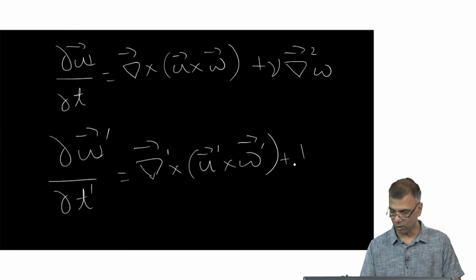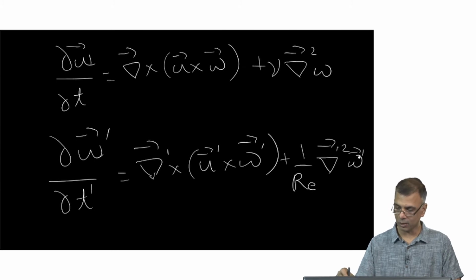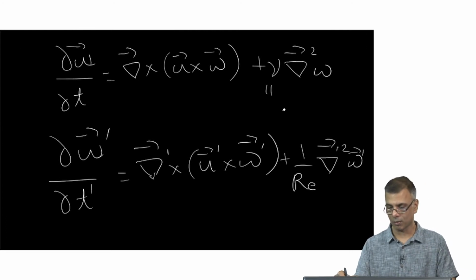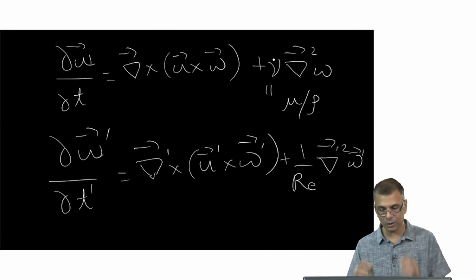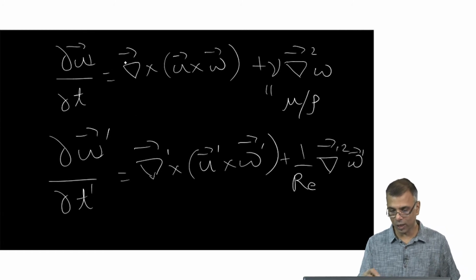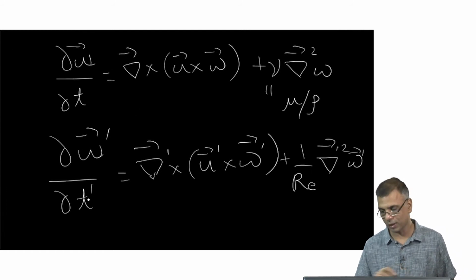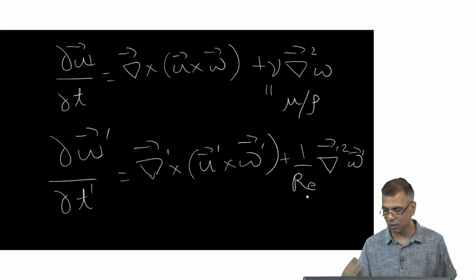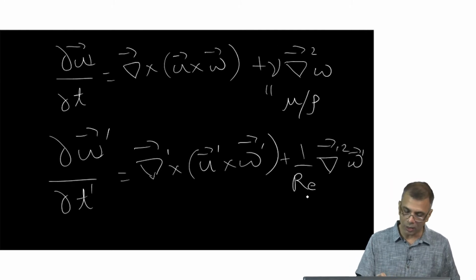Plus the familiar 1 over Re appearing again, like that. So compare this with this, and this is nothing but, that's what the nu is, right? So compare this with this, and you've got the primes appearing everywhere, including the time, and you've got the coefficient of viscosity being replaced by 1 over Re.